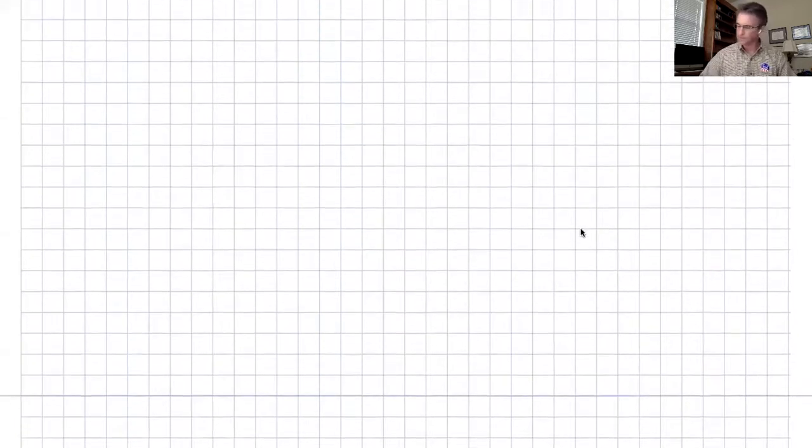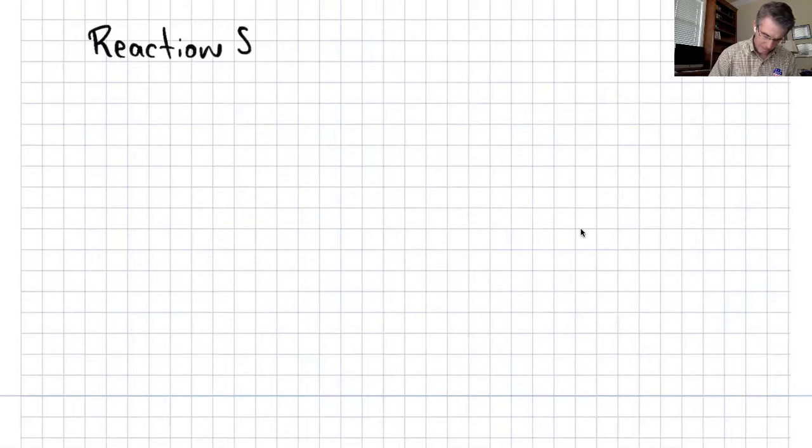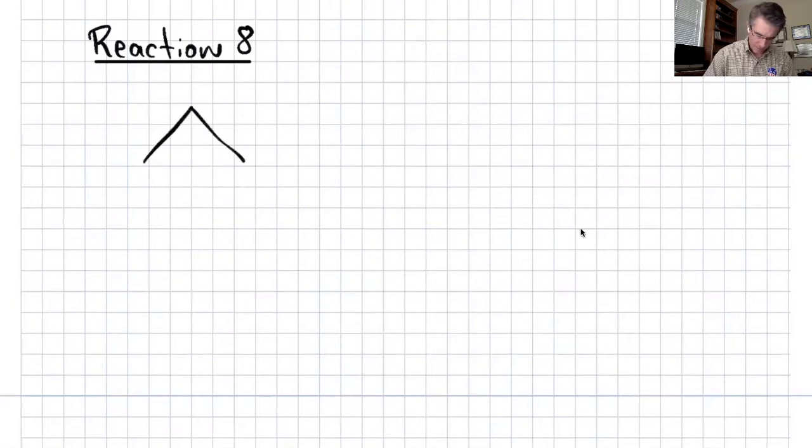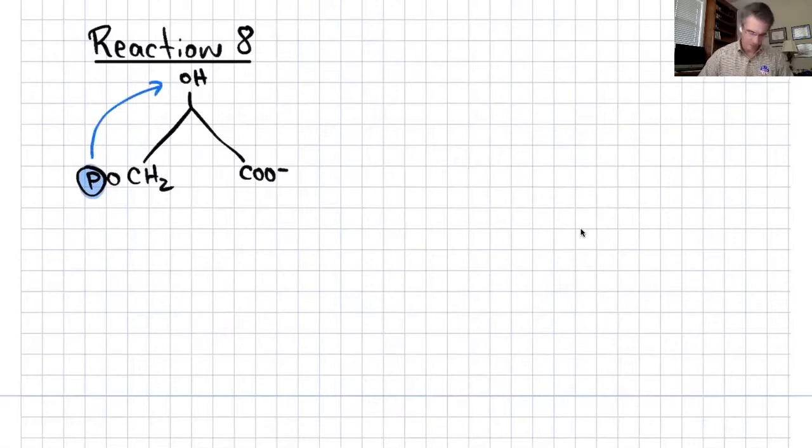Now in reaction 8, we're going to begin that process, right? All right, so reaction 8 of glycolysis. We're going to take that 3-phosphoglycerate molecule, right? This is a really easy one to remember. Whoops, look at me writing out alcohols. Jeez. Right, and we're going to take this phosphate group and we're going to move it up here to the 2 position. All right, that's all we're going to do.